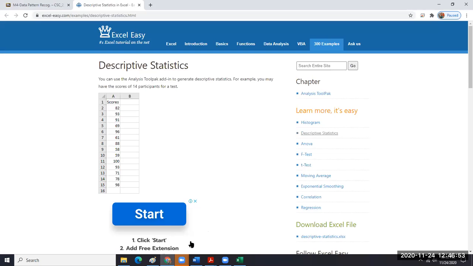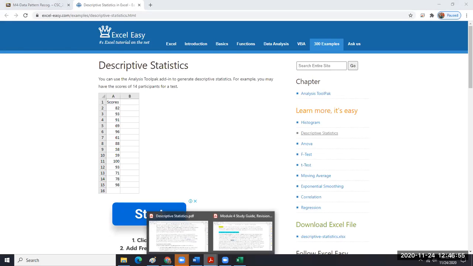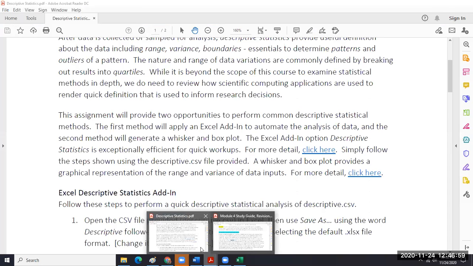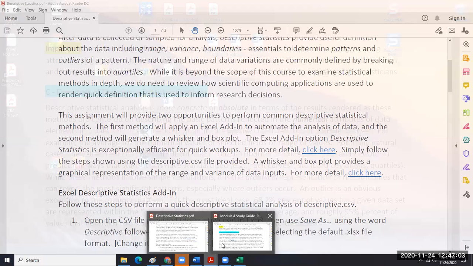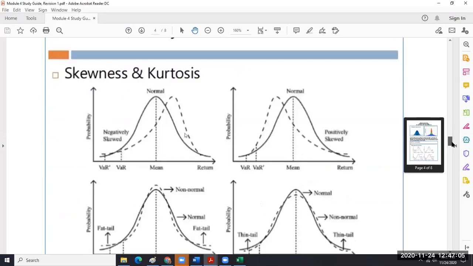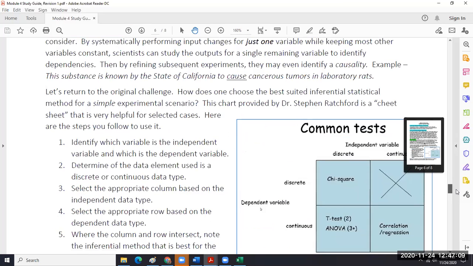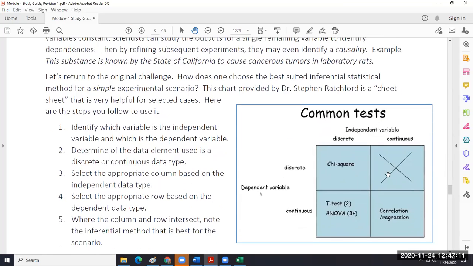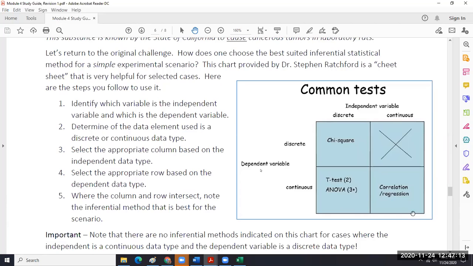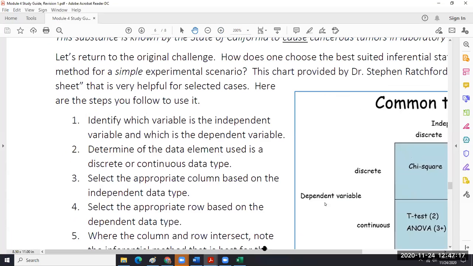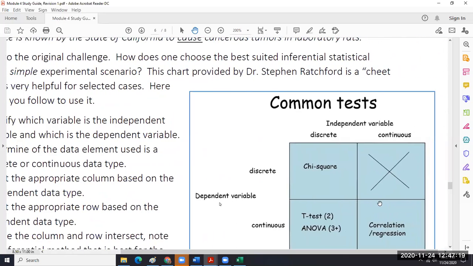Now, let's talk about the inferential assignment, right? When you do the inferential assignment, can everybody see this right here? Yep.